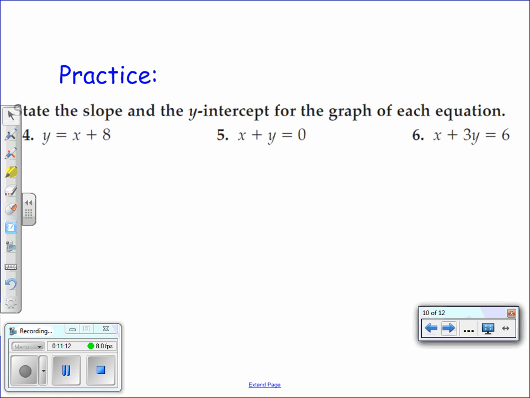Let's try that. Let's state the slope and the y-intercept for these 3 practice problems. Stop your video. Do these problems, number 4, number 5, and number 6. Careful, some of them are in y equals mx plus b form, and some of them are not. Remember, you need to get them into this form before you can decide what the slope is and what the y-intercept is. When you're finished with these 3 problems, restart your video.